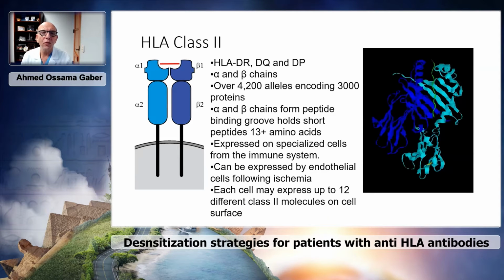Very similar with class 2, with the exception that it has an alpha and beta chain. There are over 4,200 alleles, 3,000 proteins in the peptide groove. Now it recognizes 13 amino acids. The difference between class 1 and class 2 is that class 1 is expressed on all cells in the body, including platelets. But class 2 is only expressed on selected, specialized cells, maybe the B cells, for example, but it can be expressed on endothelial cells if there's stimulation of these cells or ischemia. And each cell can express up to 12 different class 2 molecules on the cell surface.